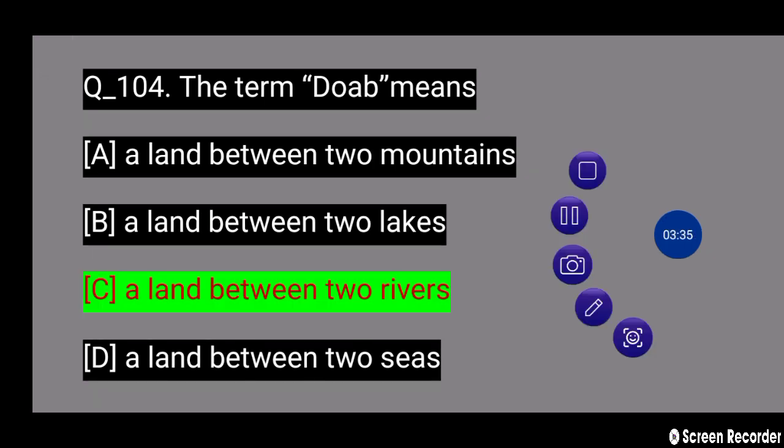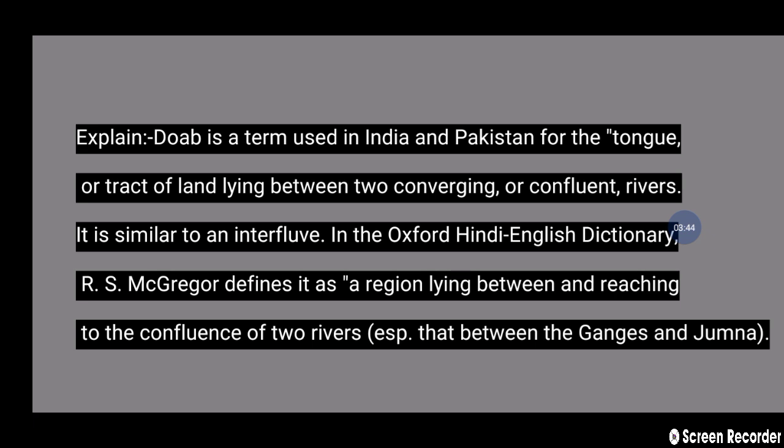Question 104, explanation: Doab is the term used in India and Pakistan for the tongue of land lying between two converging rivers, at their confluence. It is similar to interfluve in the Oxford Hindi-English Dictionary. Gregor defines it as the tract lying adjacent to and reaching to the confluence of two rivers, for example between the Ganges and Yamuna. Next question.